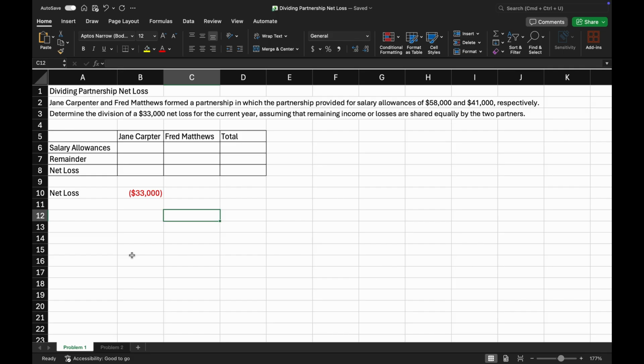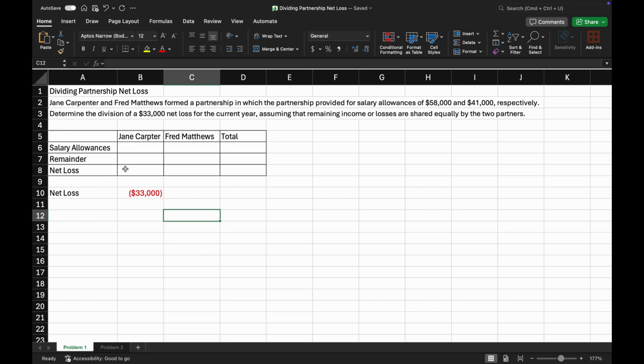Let's say that Jane Carpenter and Fred Matthews formed a partnership in which the partnership provided for salary allowances of $58,000 and $41,000 respectively. Your job is to determine the division of a $33,000 net loss for the current year, assuming the remaining income or losses are shared equally by the two partners.